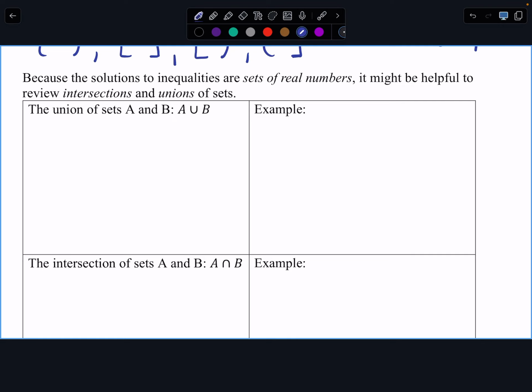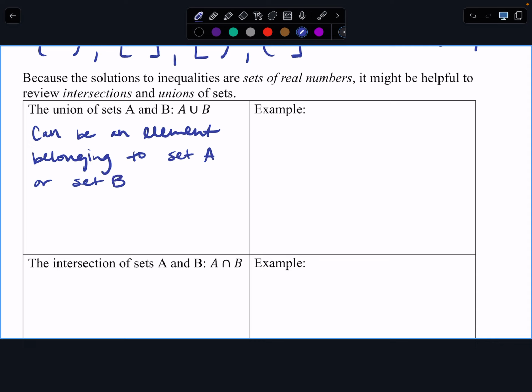So in other words, I can say the union of sets A and B, so A union B, can be an element belonging to set A or set B. Union, that big U, means or.